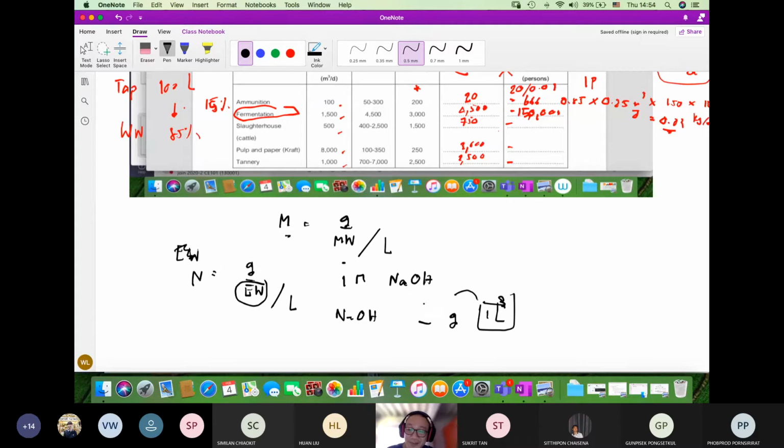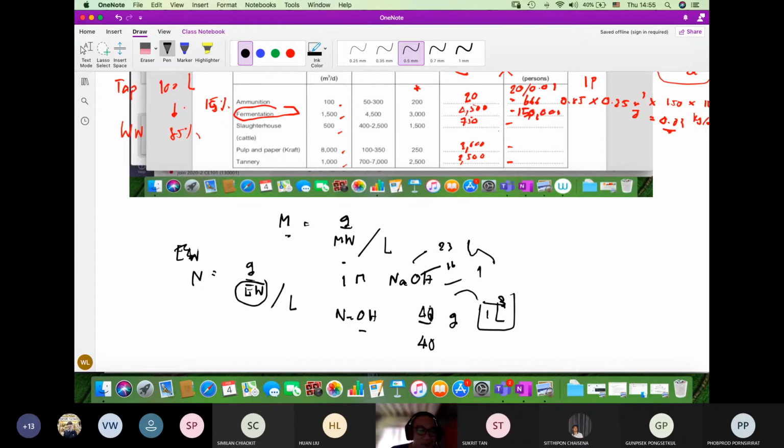How many grams? Sodium, the molecular weight is 23. Oxygen is 16, and hydrogen is just 1. So how much is it? Add them together: 40. The molecular weight is 40, right? So for 1 molar you have to weigh 40 grams, because the molecular weight of sodium hydroxide is 40 grams.